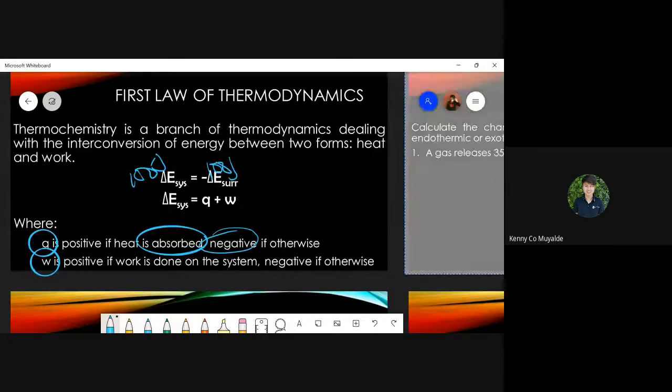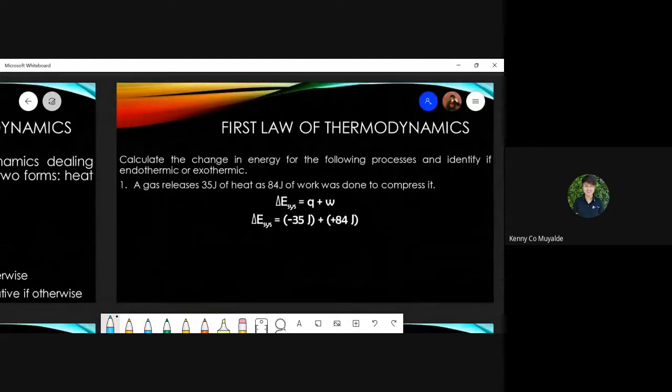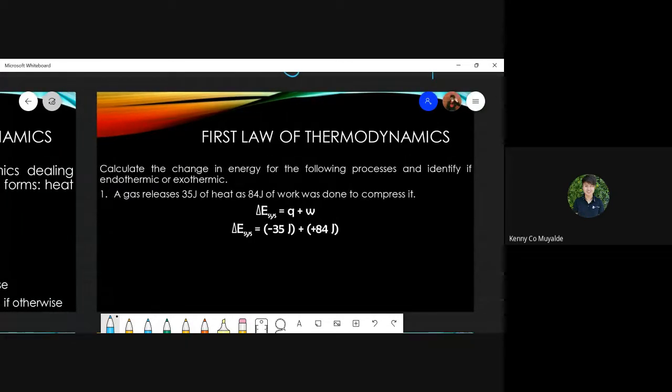Okay. Now, in order for us to better understand this, let us have these simple computations under the first law of thermodynamics. So number one, calculate the change in energy for the following processes and identify if endothermic or exothermic. So number one, a gas releases 35 joules of heat as 84 joules of work was done to compress it. First, let us identify the Q and the W. So dito, 35 joules of heat, that is our Q. Yung 84 joules of work, that is our work.